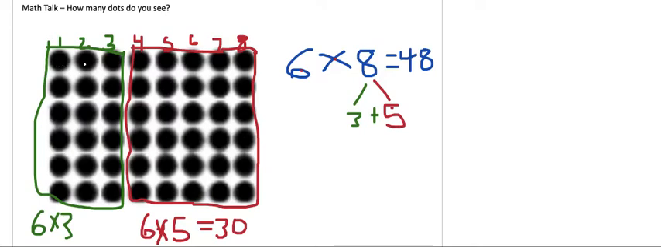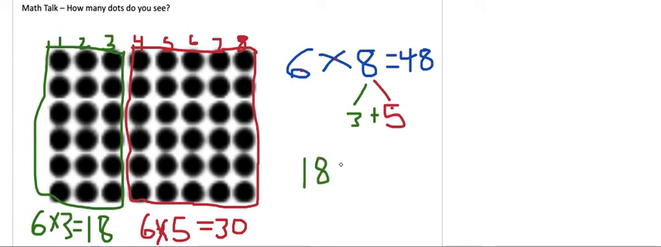We have 1, 2, 3, 4, 5, 6, 7, 8, 9, 10, 11, 12, 13, 14, 15, 16, 17, 18. I just counted one by one, but if you know your 6 times table, 6, 12, 18, your 3 times table, 3, 6, 9, 12, 15, 18. So I have the product of this array over here, and I have the product right here, 30, of this array in red.